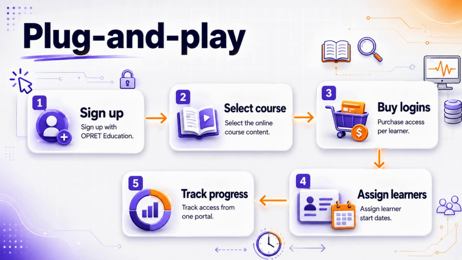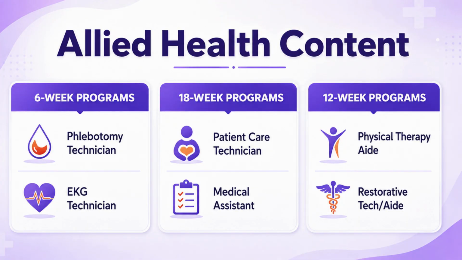And by using this model, you instantly unlock a published catalog of practical, high-demand allied health programs that are just ready to go right now. You've got your rapid 6-week phlebotomy and EKG technician courses. Then you step up to the more comprehensive 18-week patient care tech and medical assistant programs. And rounding it out, there are these excellent 12-week options for physical therapy aid and restorative tech. The absolute beauty here? It's the flexibility. You could literally test the waters with a 6-week phlebotomy program with zero risk to see how it performs, and then just effortlessly scale up to the longer programs as your school grows.